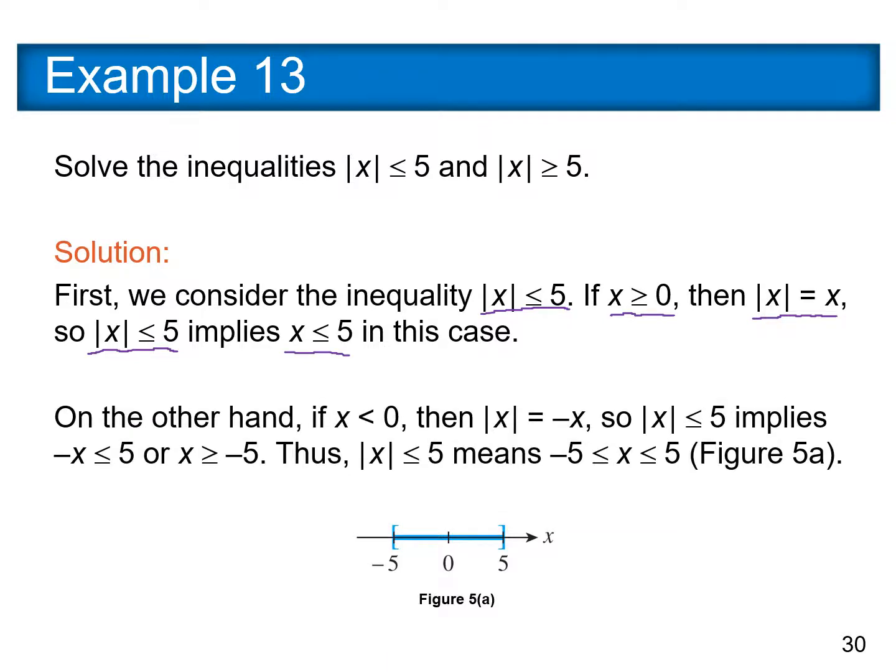On the other hand, if x is negative, then the absolute value of x will be equal to negative x. And so my absolute value of x being smaller or equal to 5 would imply that minus x would have to be smaller or equal to 5. Or in other words, x has to be greater or equal to minus 5. So what do we see as the solution here? What is the solution for absolute value of x to be smaller or equal to 5? It means that the value of x would have to be between minus 5 and 5.